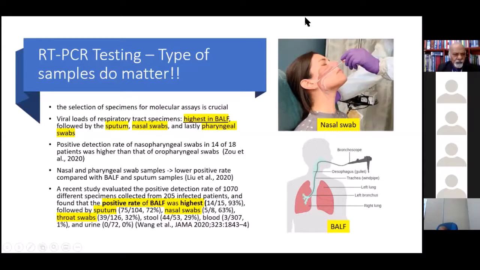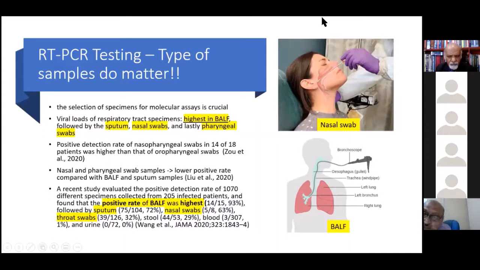In addition, a recent study by Wang and colleagues evaluated the positive detection rate of over 1,000 different specimens, and their results revealed that the positive rate of BALF was highest, followed by sputum, and then nasal swabs, throat swabs, stool samples, and lastly, blood and urine samples. They found 0% positive rate.